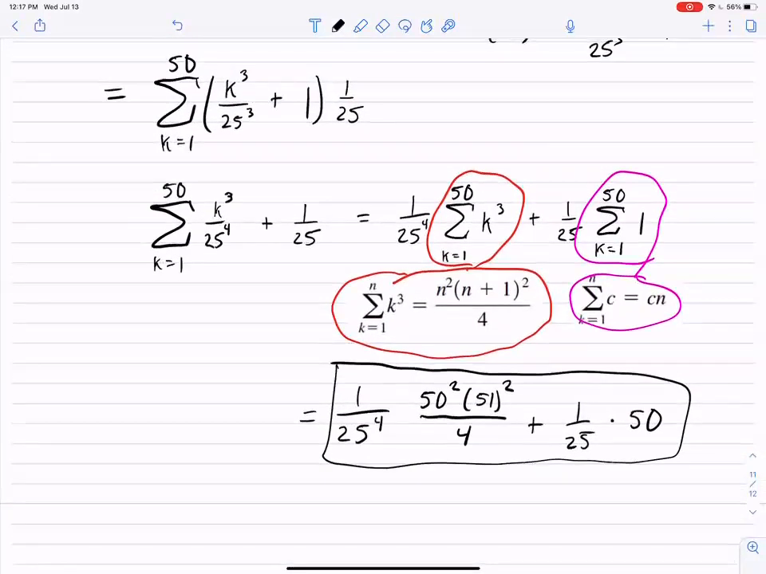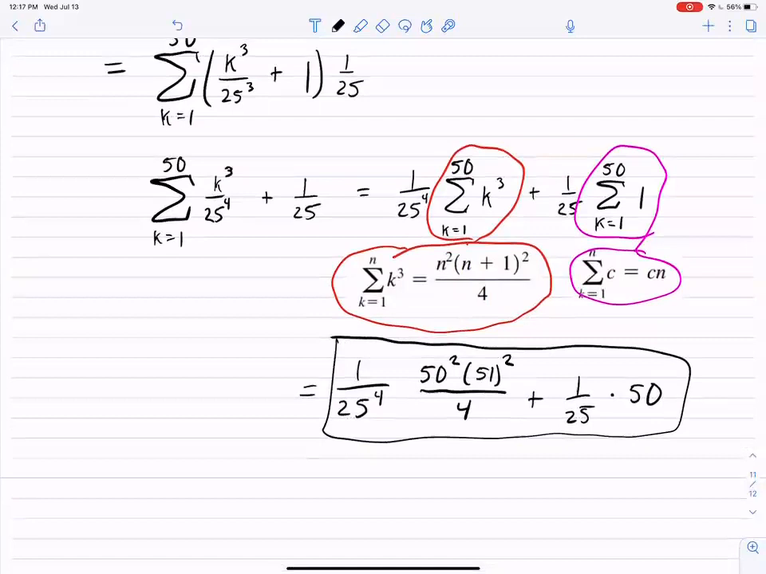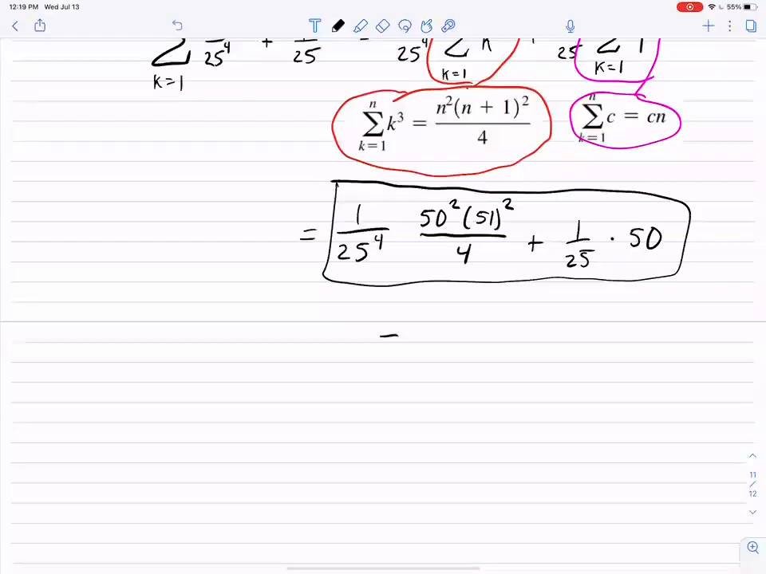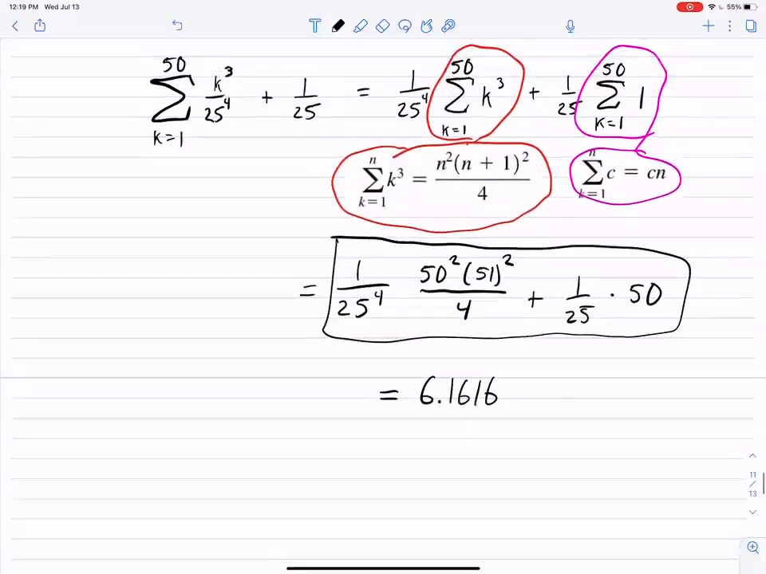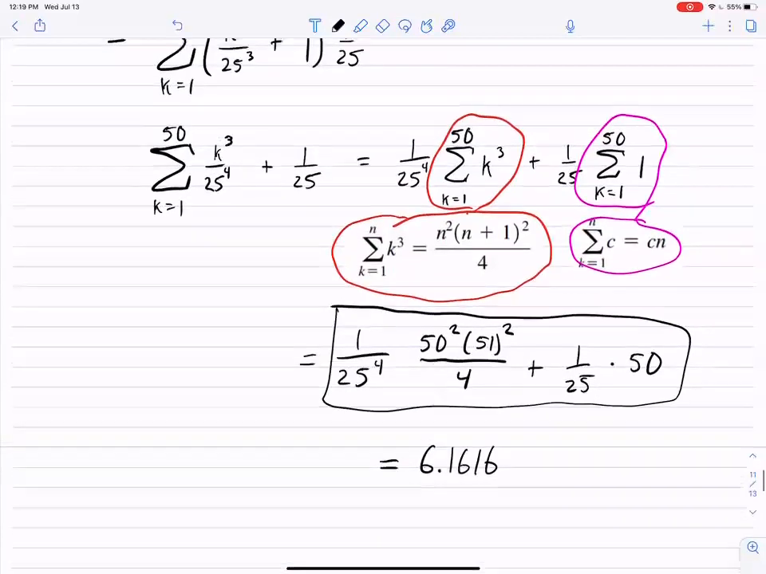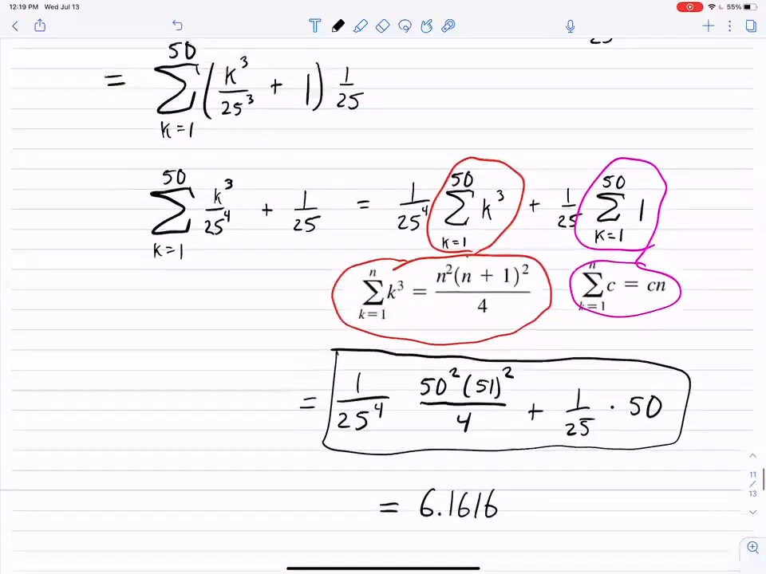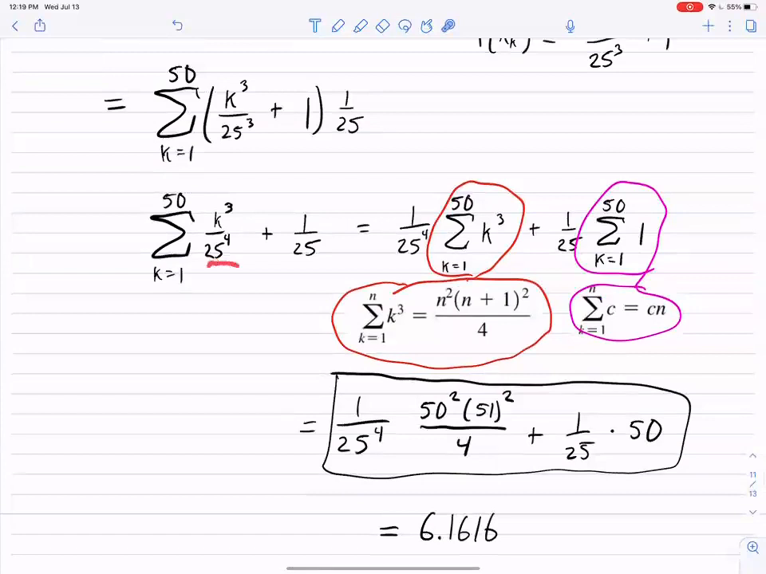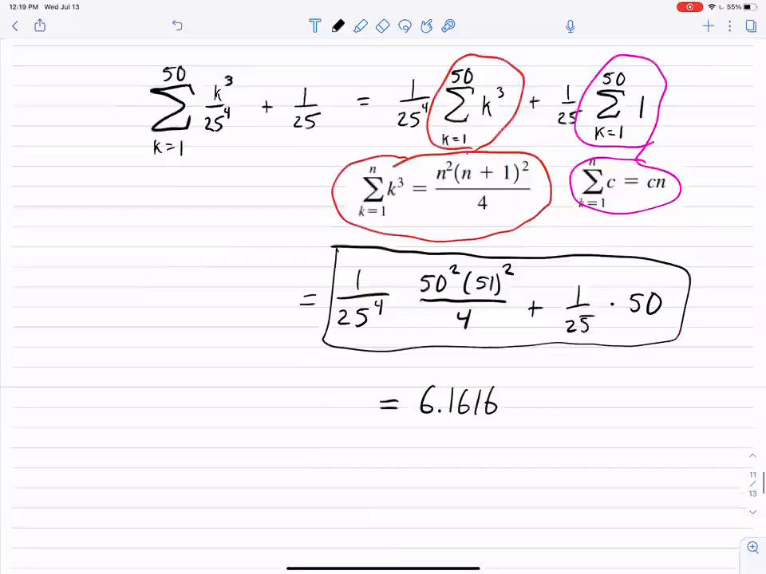I think it's roughly, let me see. Plugging this into a calculator, we get that this is actually 6.1616. And so that is one way. Using these formulas to simplify sigma things, that formula and that formula, is going to foreshadow what we're going to do in the next section.